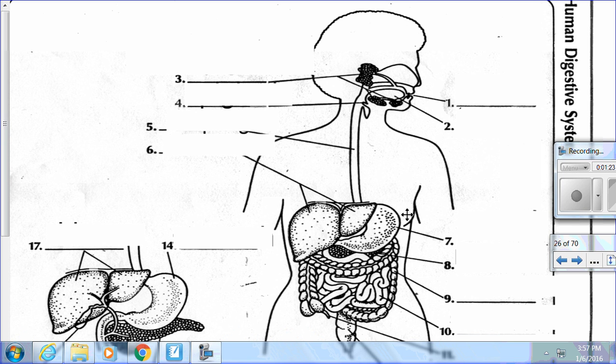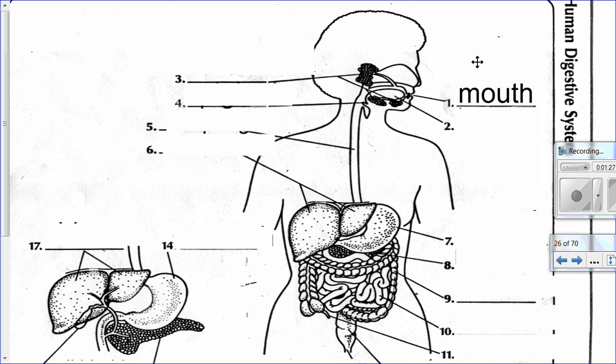So the first thing on our journey is the mouth. That's number one. And when you take food in, or you ingest it, that's where it goes into the human mouth. And then teeth start to grind it and chop it up, make it into smaller pieces so that it increases the surface area for enzyme action to take place. So the mouth is the starting point on this digestive process.